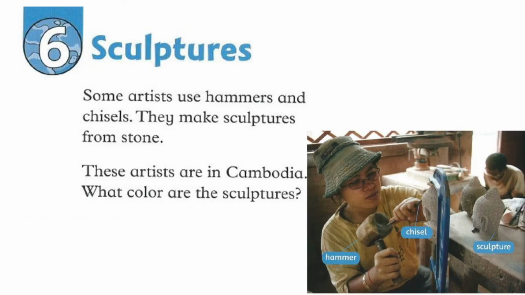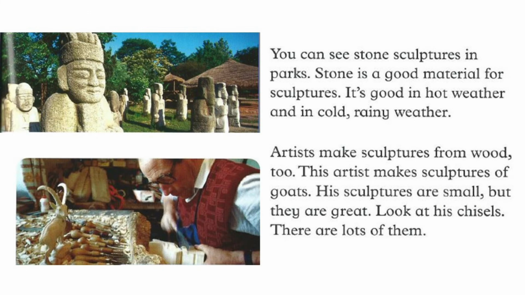Chapter 6. Sculptures. Some artists use hammers and chisels. They make sculptures from stone. These artists are in Cambodia. What color are the sculptures? You can see stone sculptures in parks. Stone is a good material for sculptures. It's good in hot weather and in cold, rainy weather.